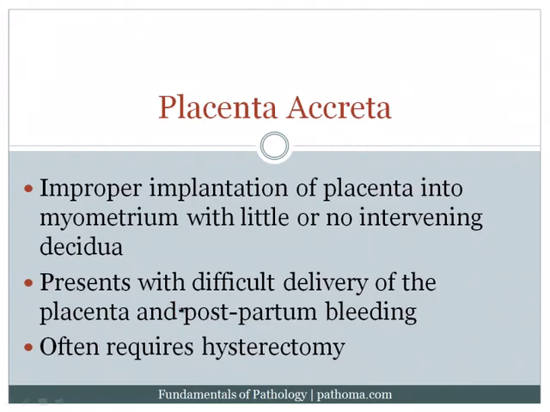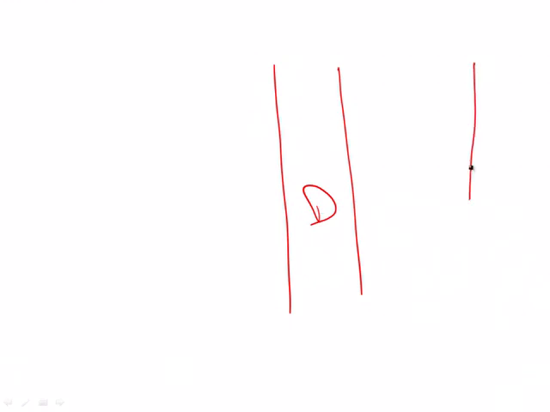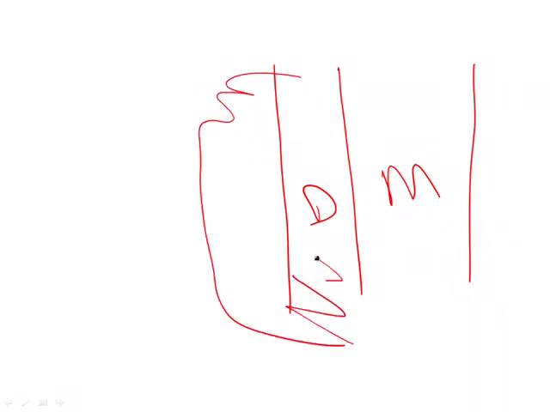Placenta accreta is when you have improper implantation of the placenta directly into the myometrium. Now let's review this and remind ourselves that if this is the uterine wall, then what you've got here is decidua, which is really endometrium that has been put under the effect of progesterone. And then after that, you've got myometrium, right? And so normally when the placenta comes in, it will attach to the decidua. That's the normal implantation of the placenta.